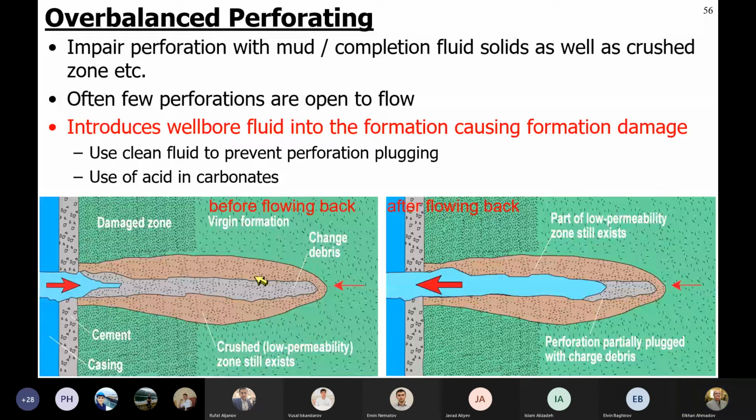So in this case, for carbonates we may use acids. The acids entering the reservoir or formation will clean and dissolve the carbonate materials. So some additional wormholes will be created, increasing the permeability of this zone. And of course, we have to use very clean fluid to prevent further damage to the reservoir.